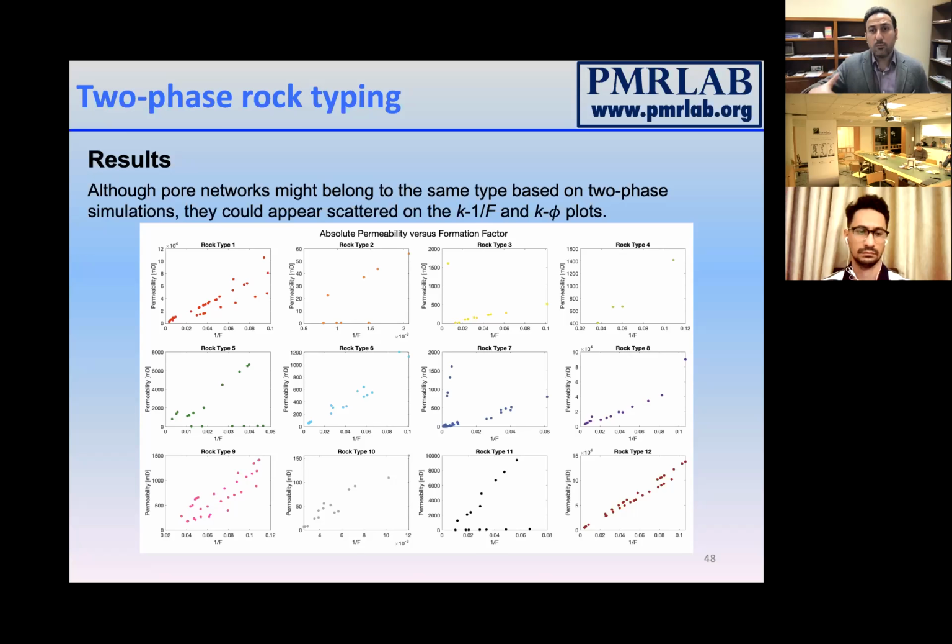So by providing more information and more detailed characteristics of your pore networks or your rock samples, you would come up with different results and probably more accurate rock types at the end of the day.